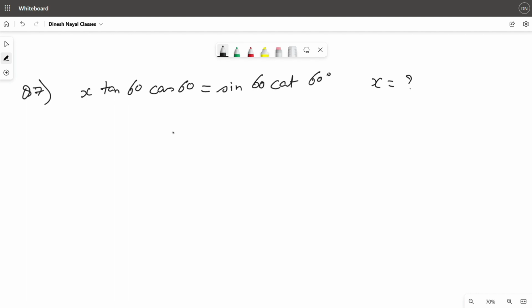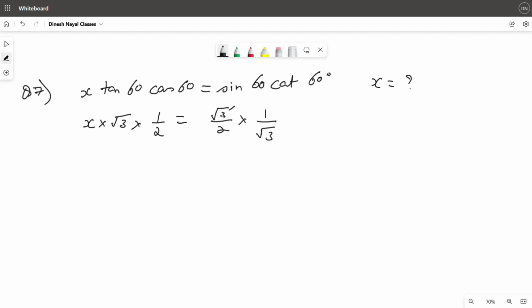So let's start. x into tan 60. Now what is tan 60? Tan 60 is root 3. So writing x, tan 60, which is root 3, cos 60 degree, which is 1 by 2. We know sin 60 is root 3 by 2. And cot 60 is the inverse of tan. Tan 60 is root 3, so cot 60 will be 1 by root 3.